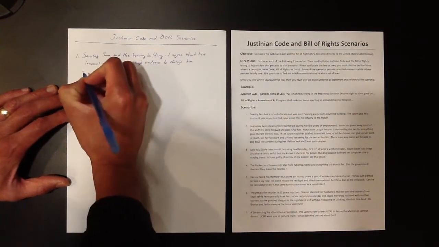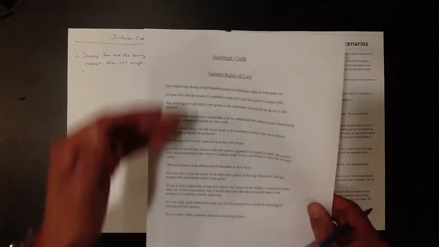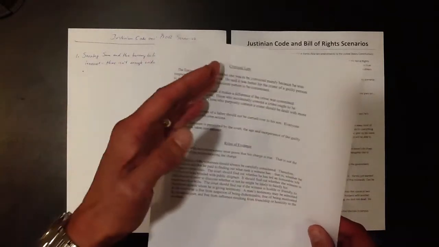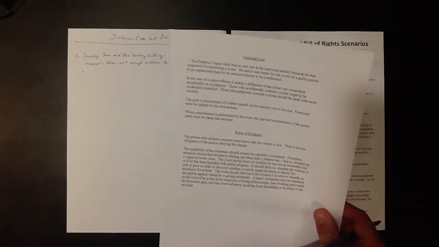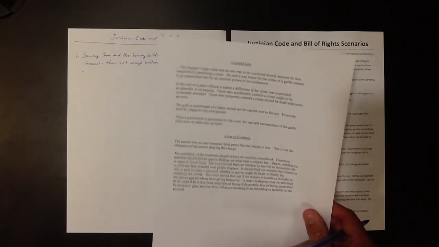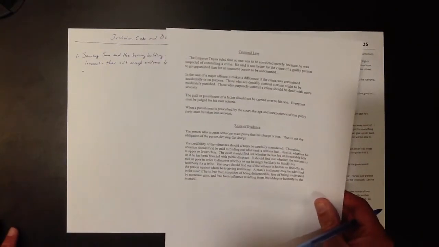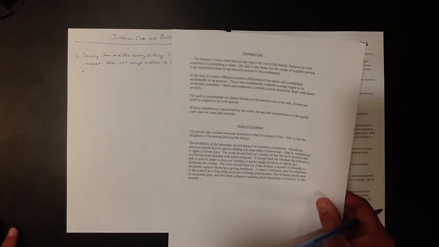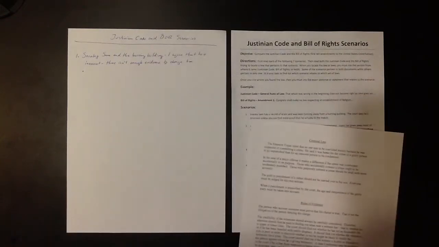So now I'm going to look through the Justinian Code. Okay, here it is, general rules of law. I go through these. I go through criminal law, rules of evidence, and as I go through this, I look for the piece that I'm looking for. And I think I find something here under criminal law. The Emperor Trajan ruled that no one was able to be convicted merely because he was suspected of committing a crime. Okay? And so I'm going to go with that.